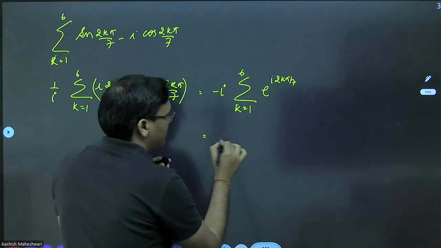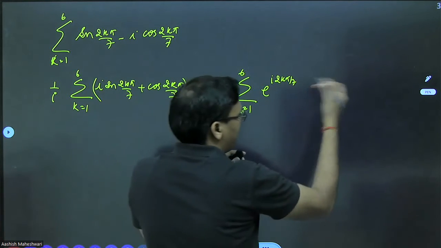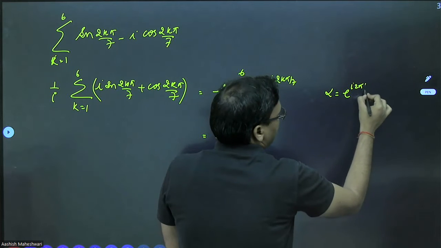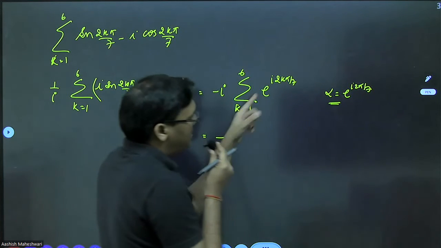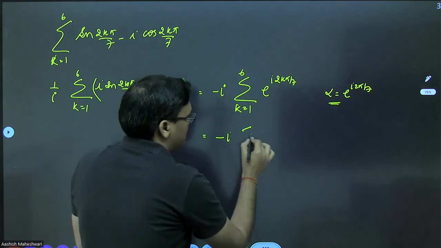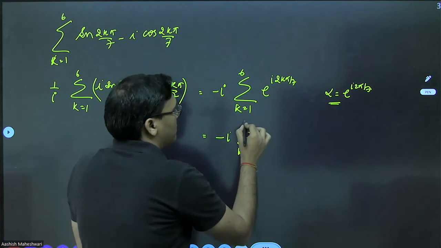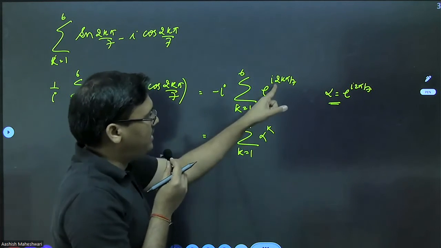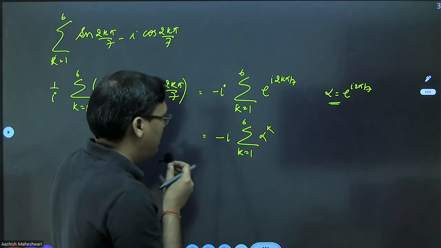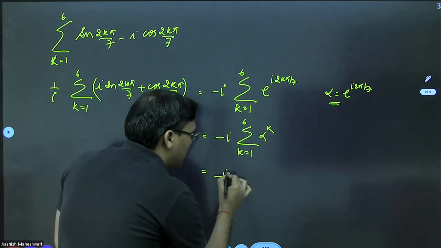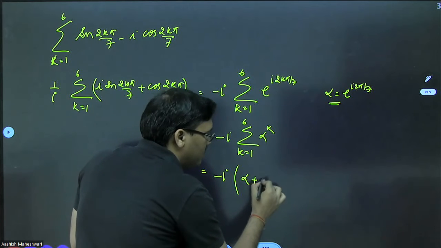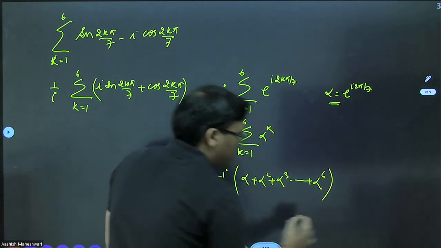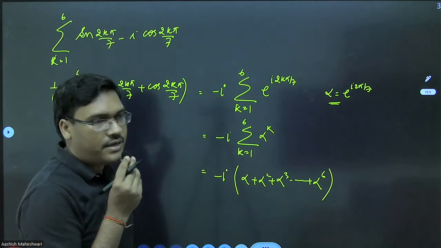So basically, let's say if I take alpha is equal to e raised to iota 2π/7, this is sigma k is equal to 1 to 6 of alpha raised to k. E raised to iota 2π/7, I have taken as alpha. So what is this expression? This is minus iota times alpha, alpha square, alpha cube, and so on, up to alpha raised to 6. We have this expression, correct?